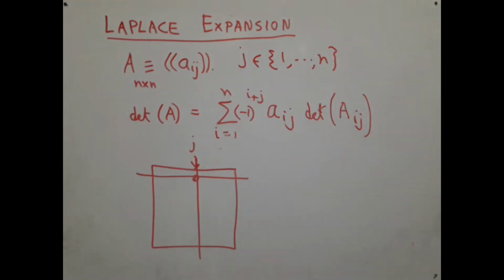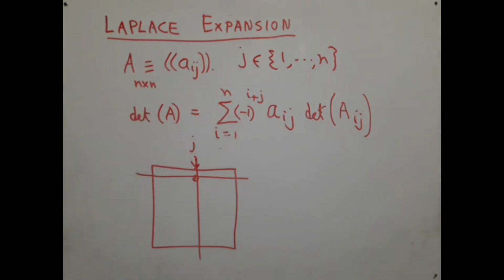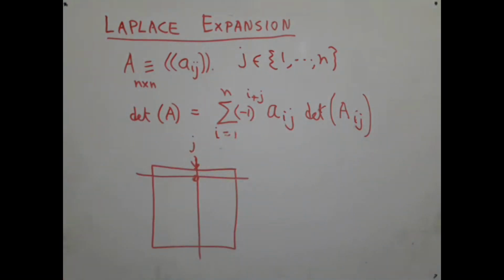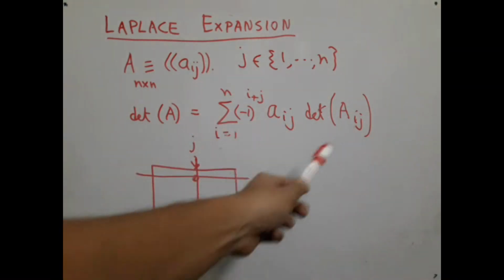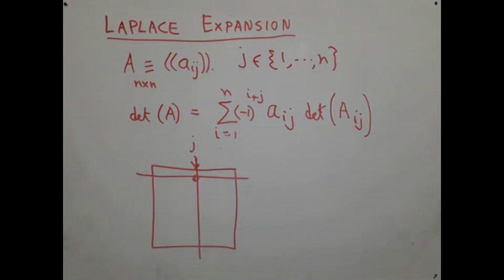Now we have already seen why this is a plausible formula. Basically, you are taking the entire formula of the determinant, looking at all the terms that have aij and extracting them. So whatever remains becomes the determinant of that, together with this sign. So we are now going to prove that.